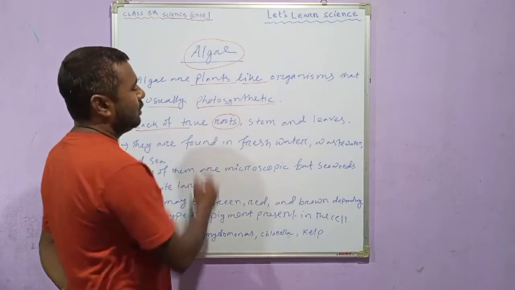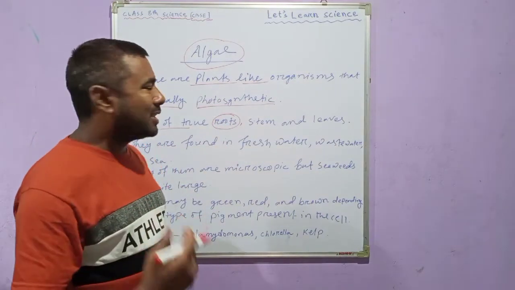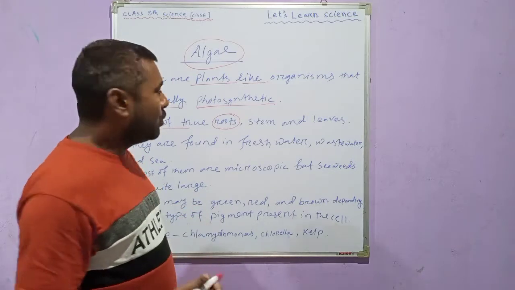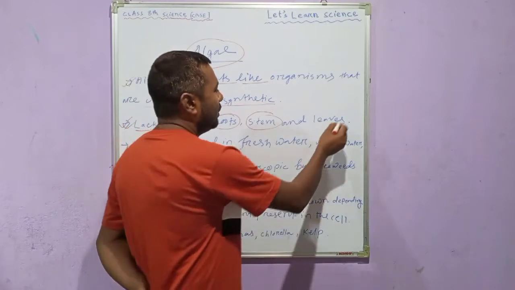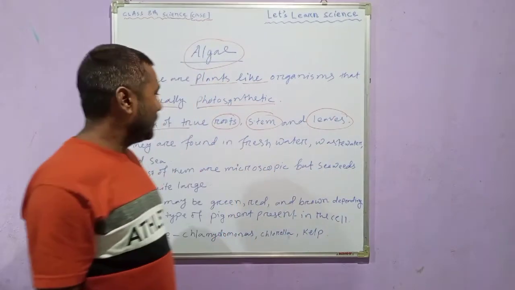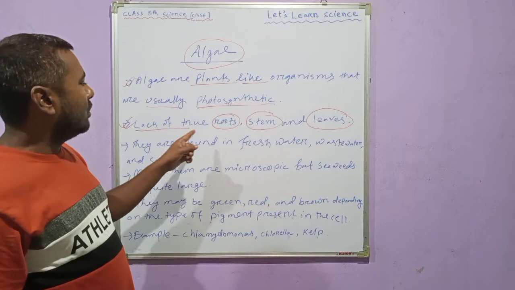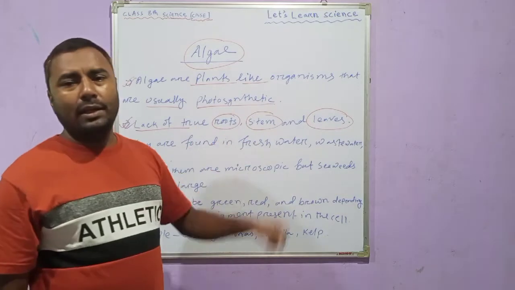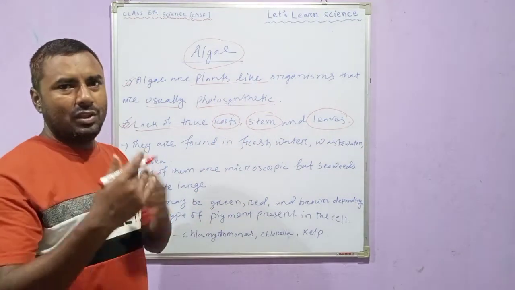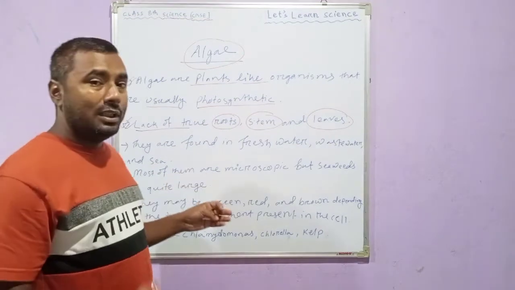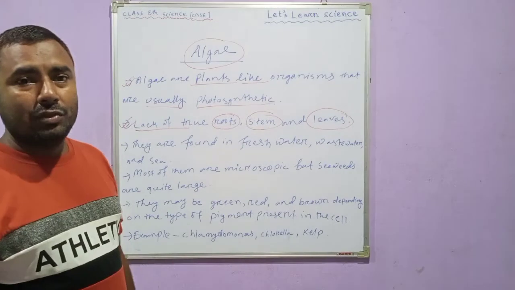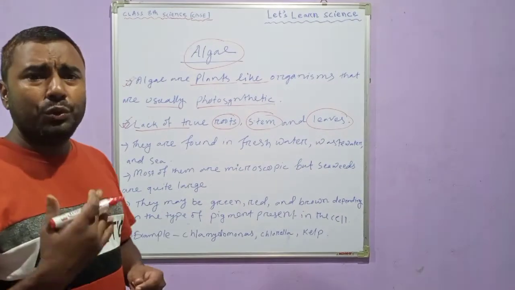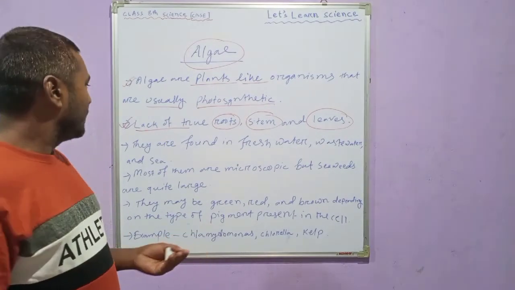But the second feature of the algae is that they lack true roots. They don't possess roots in the real sense. They don't have true roots, they don't have true stem, and they don't have true leaves. It means actually they do not possess them in real sense. It's there, but it is not so well defined.